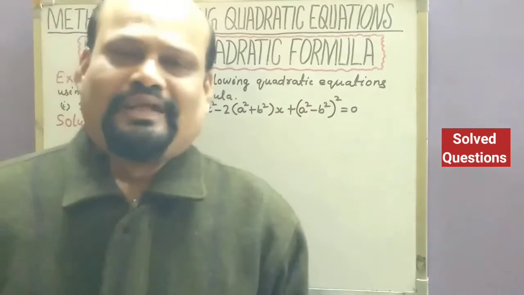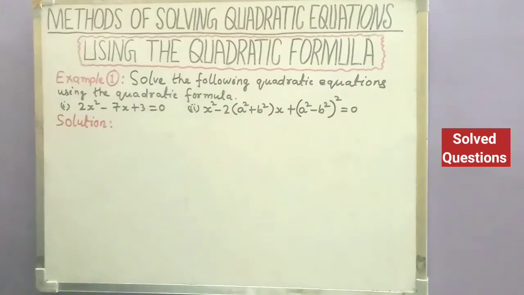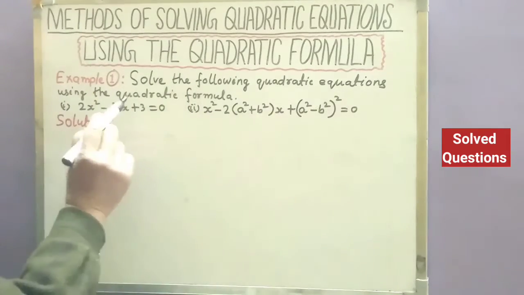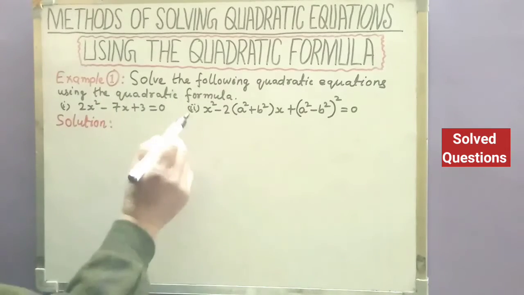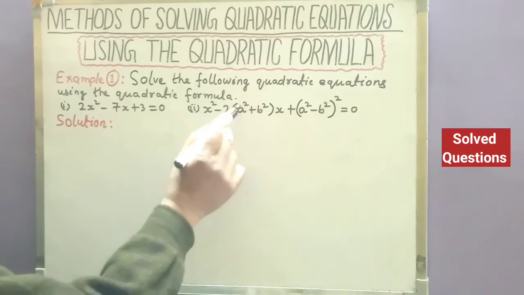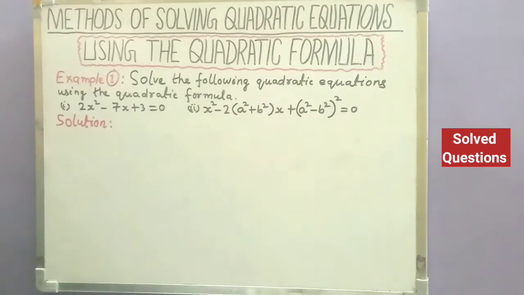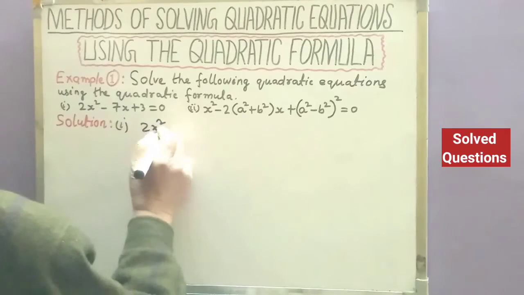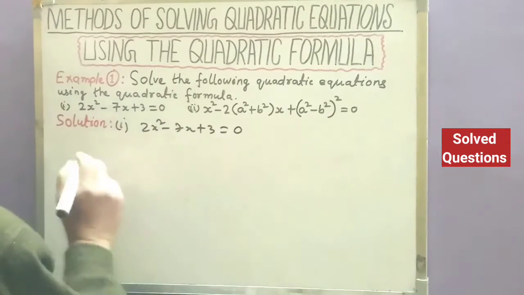Now, let's solve some questions based on this quadratic formula. Example 1. Solve the following quadratic equations using the quadratic formula. First, 2x² − 7x + 3 = 0. Second, x² − (2a² + b²)x + a²(a² − b²) = 0. Now, let's solve this question. Given 2x² − 7x + 3 = 0.